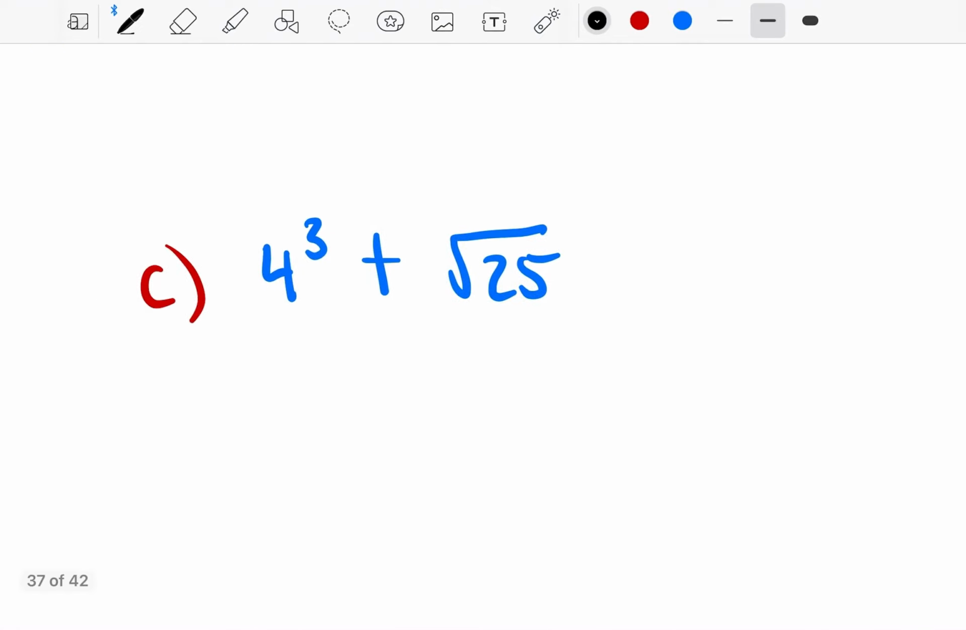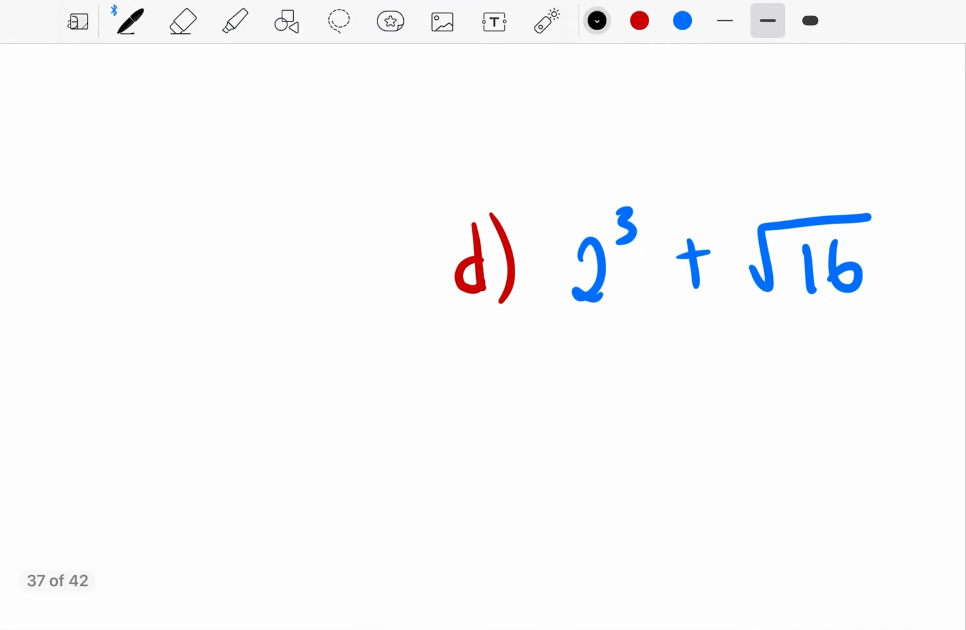So we've got 4 cubed plus the square root of 25. So 4 cubed means 4 times 4 times 4. Okay, so when you do that, make sure you're not going 4 times 3. All right, so 4 times 4 times 4, or 4 cubed, is 64. All right, and the square root of 25 is 5. So we do that, and you end up with 69 as your answer.